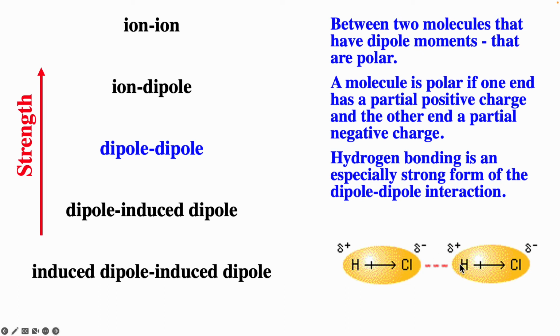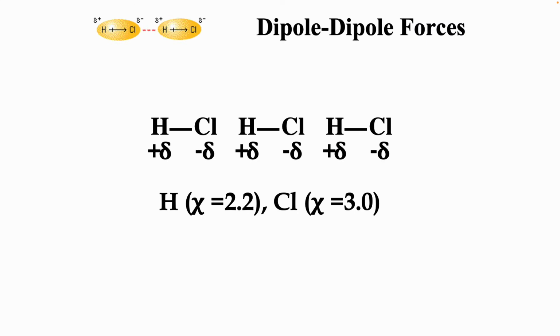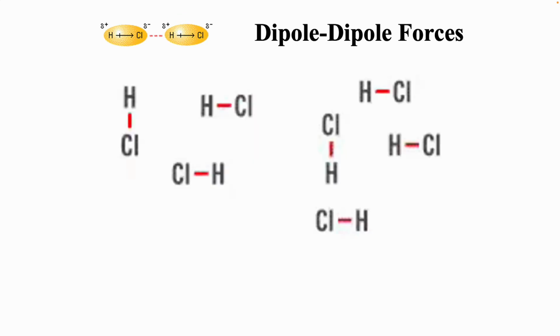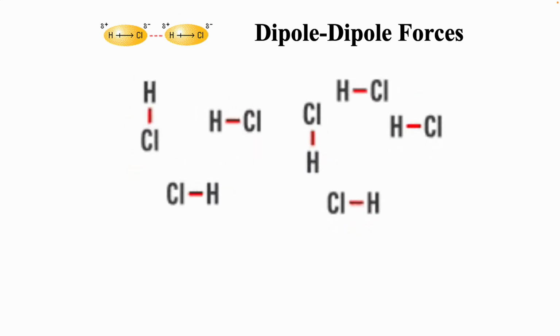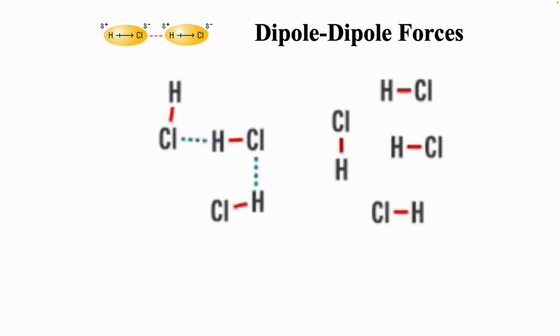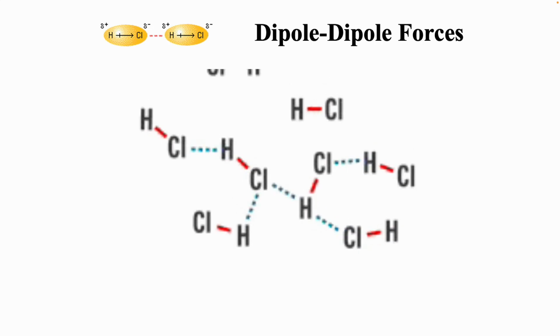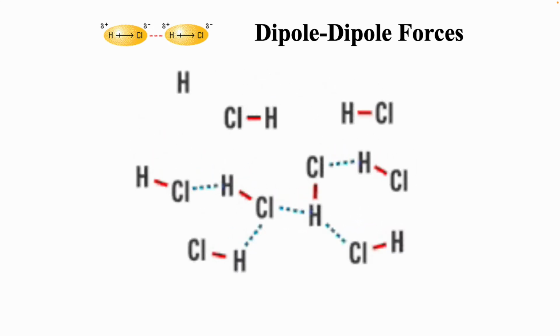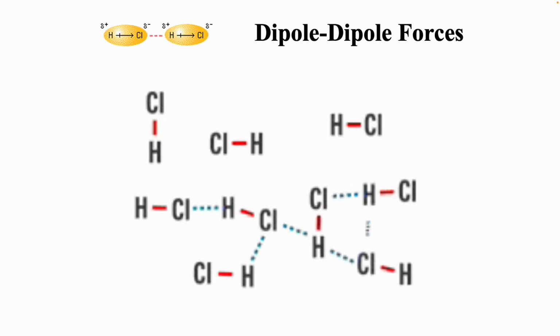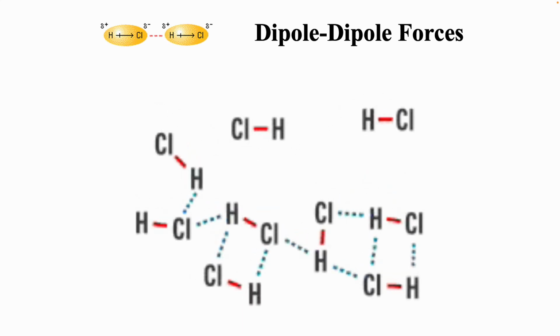Now again, hydrogen bonding is an especially strong form of dipole-dipole interaction. And so the difference in electronegativity here is 0.8. Remember, if the difference in electronegativity is between 0.5 and 2, we consider that polar covalent. Hydrogen chloride molecules are polar. When HCl molecules in the gas phase are cooled, the kinetic energy of the molecules can no longer overcome the dipole-dipole forces between them. The opposite ends of the molecules attract each other and coalesce to form a liquid.